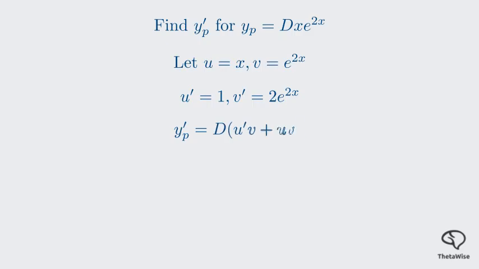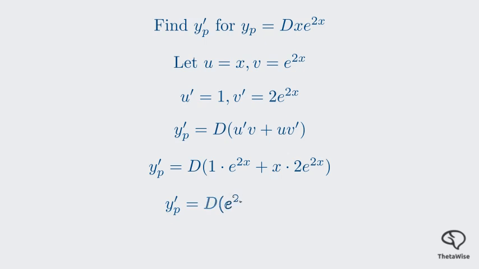The derivative is u prime times v, which is 1 times e to the 2x, plus u times v prime, which is x times 2e to the 2x. So, y sub p prime equals d times the quantity e to the 2x plus 2x e to the 2x. The next step is to find the second derivative, y sub p double prime. This will require the product rule again.